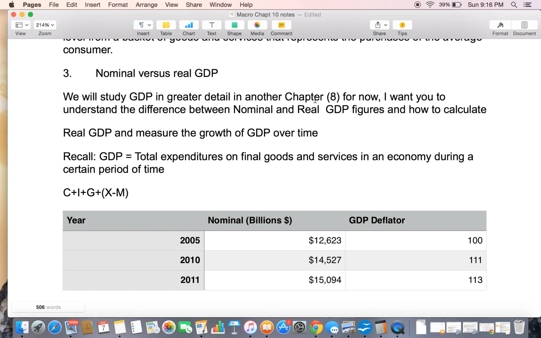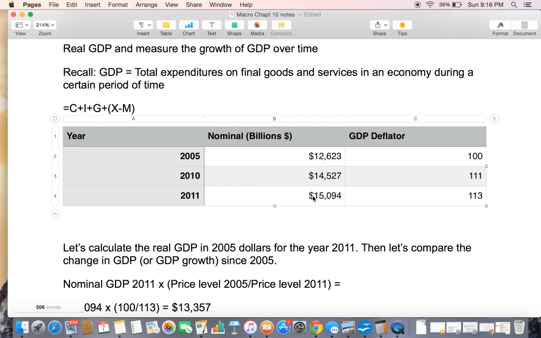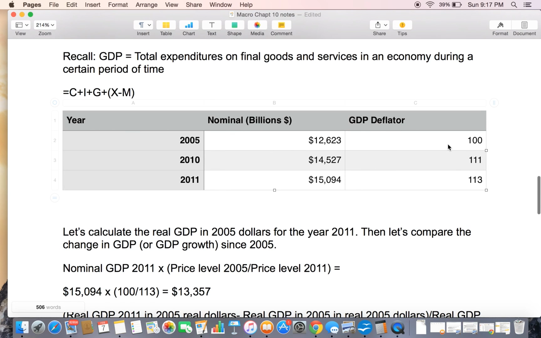Otherwise, from the expenditure model calculation, we get consumption plus investment plus government expenditures plus net exports, and that will also yield our GDP. So if we have GDP in nominal billions of dollars, so this being $12,000 billion or 12 trillion, and this being $15,000 billion or 15 trillion, we can use our GDP deflator, which is an index that provides information about the changes in GDP year over year, but not the changes in the growth of GDP, just the changes in the prices.